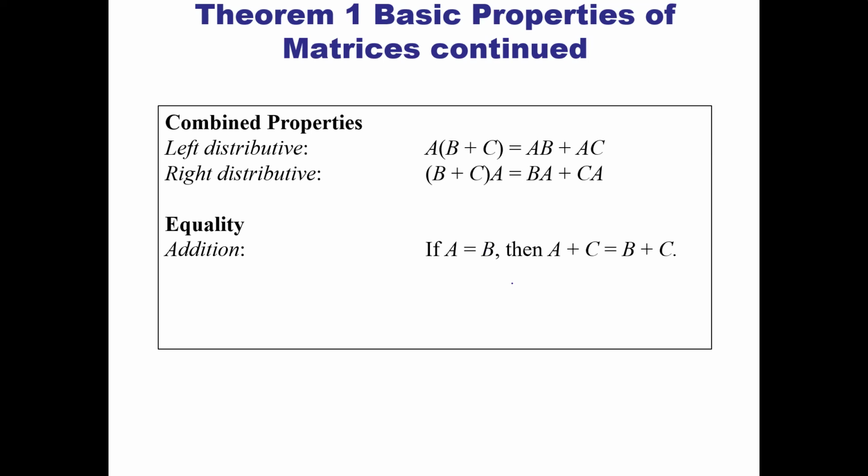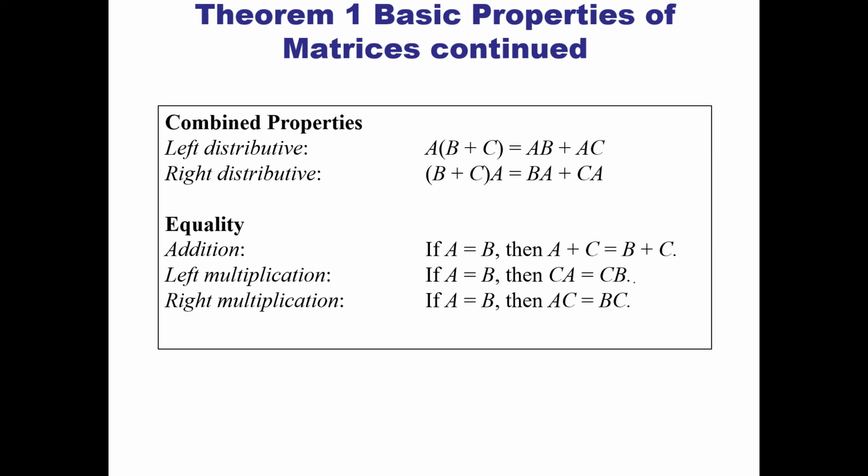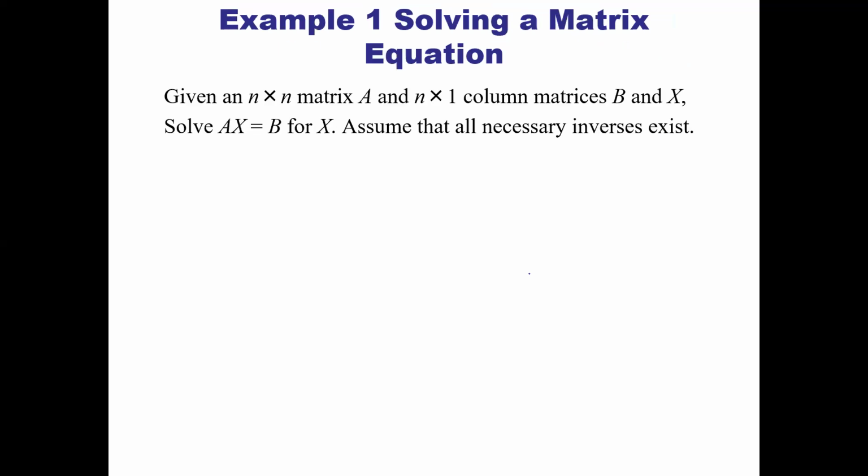Equality: if A is equal to B, then A plus C is equal to B plus C. So we're just adding the same thing to both sides. Left multiplicative: if A equals B, then CA equals CB. Right multiplicative: if A equals B, then AC equals BC. And then let's do an example.